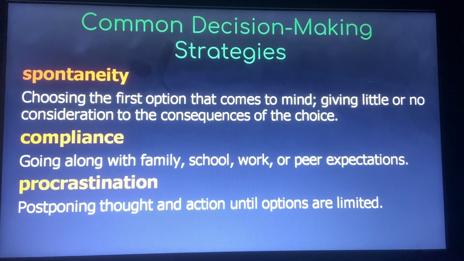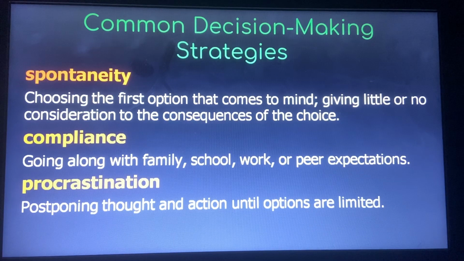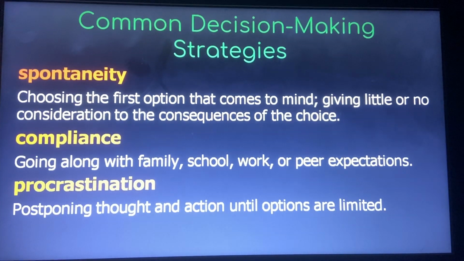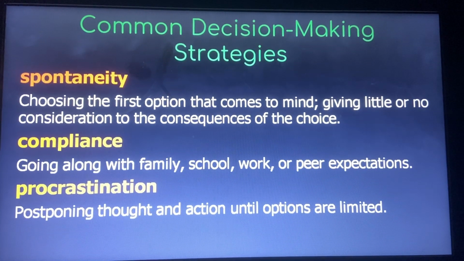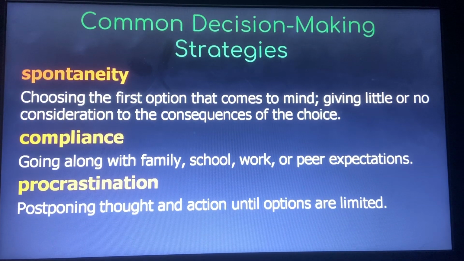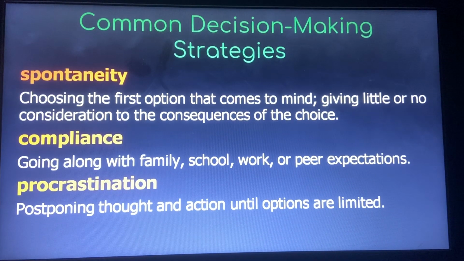Common decision-making strategies. Spontaneity, choosing the first option that comes to mind and giving little or no consideration to the consequences of the choice. So a spontaneous decision would be one where you don't think it through. You're just making it when you want something. You want it and you get it. You're not really weighing the consequences.